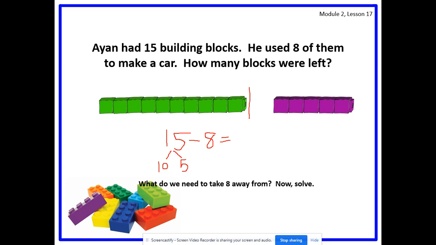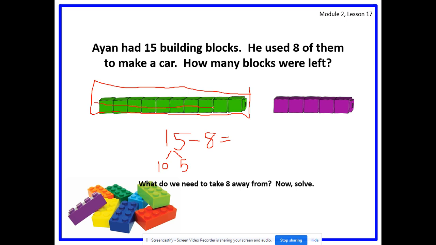Remember that you always box 10 if you didn't box in your representation. Sorry for my box, guys. It's very messy. And do we take away 8 from 10 or 5? Well, let's think about this. Can I take away 8 blocks from these 5? Get ready. No, right? We don't have enough. Well, can we take away 8 from 10? Get ready. Yes, from 10. So everybody cross out only 8.